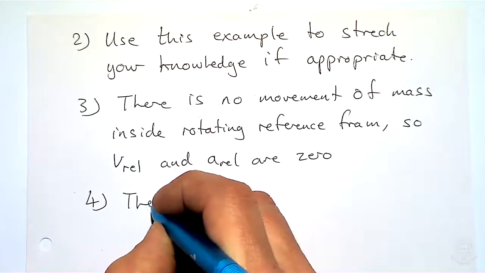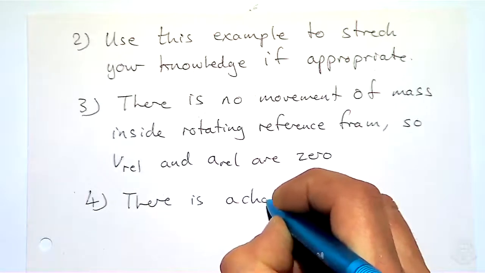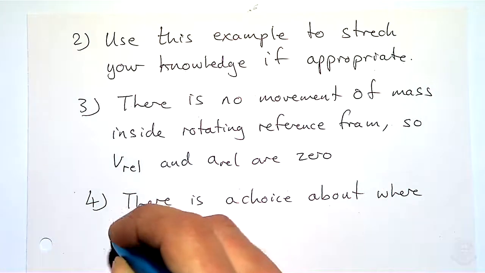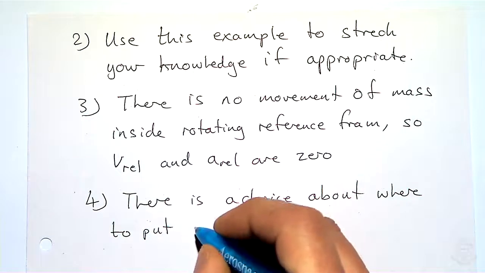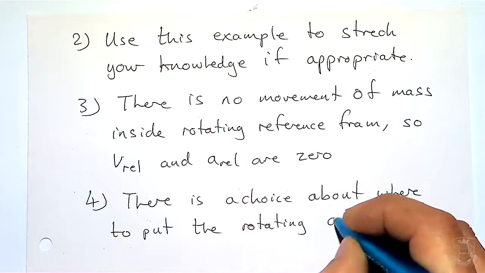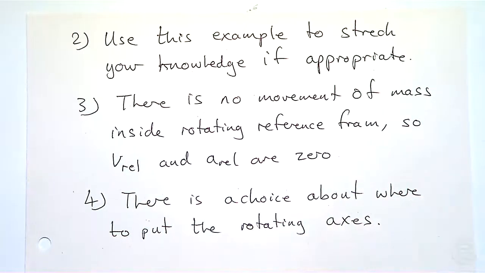So there is a choice about where to put the rotating axis. When we did the rotating axis stuff, I tried to emphasize that when you're presented with a problem, quite often the axes aren't actually defined. Part of the skill of solving the problem is choosing where to put the axes. Now in this car door problem, because it's quite a hard example, there's several choices which could work out.